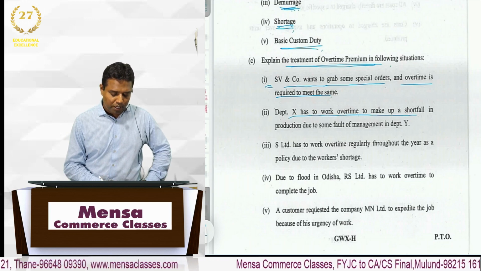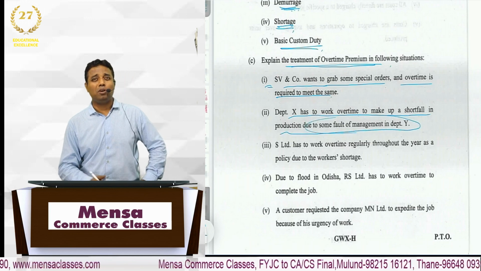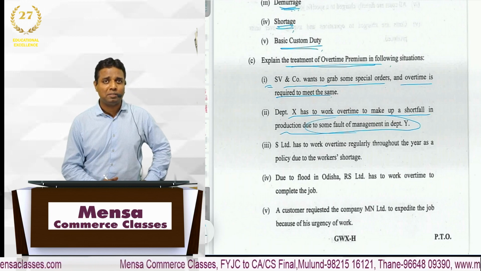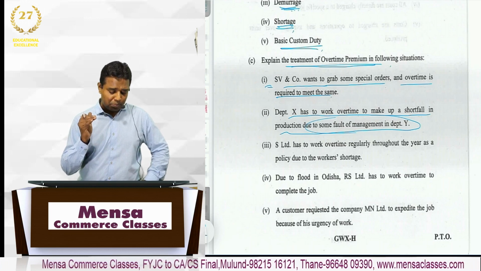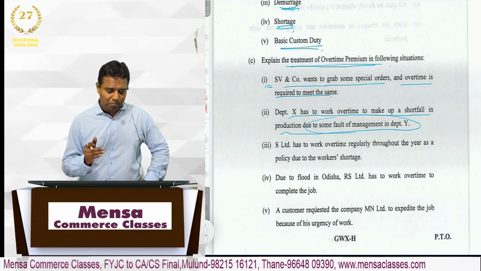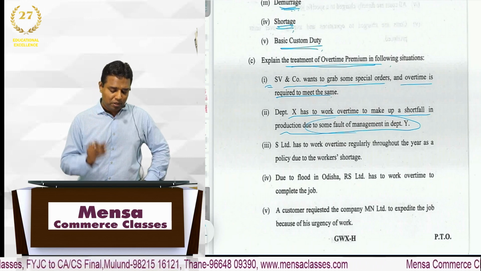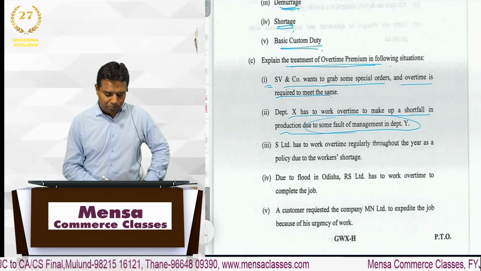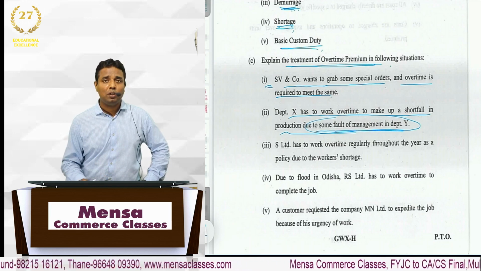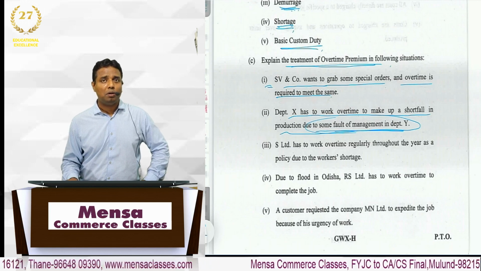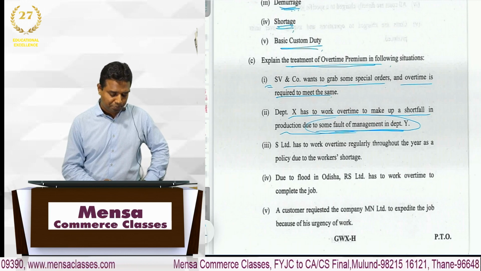Department has to work overtime to make up for some shortfall in production due to fault of management. Now this is fault of management. This is an abnormal reason. So obviously this will be charged to that particular department. It is due to the fault of management in department Y. So obviously department Y has to bear that particular cost, not department X. It's a mistake of department Y.